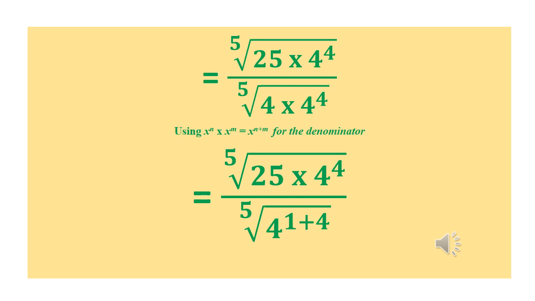Now, if we use the law of exponents, which says if we have x raised to power n times x raised to power m, it will give us x raised to power n plus m, we use that for the denominator that has the same base, that is 4 raised to power 1 times 4 raised to power 4. We are going to have the fifth root of 25 times 4 raised to power 4 all over the fifth root of 4 raised to power 1 plus 4.